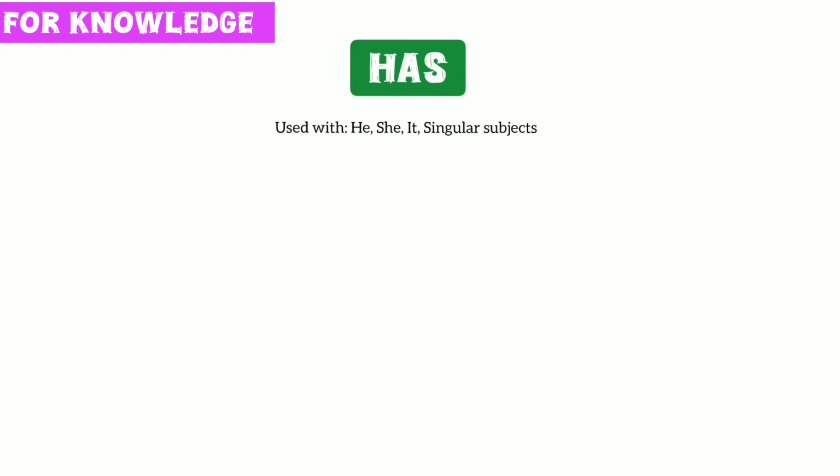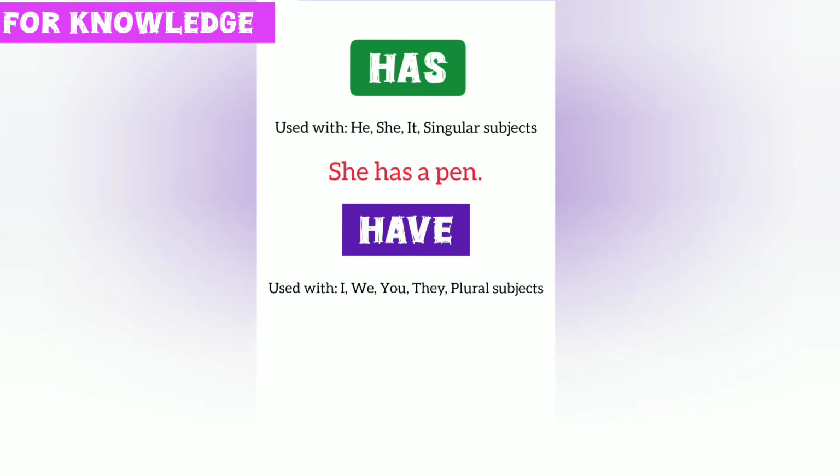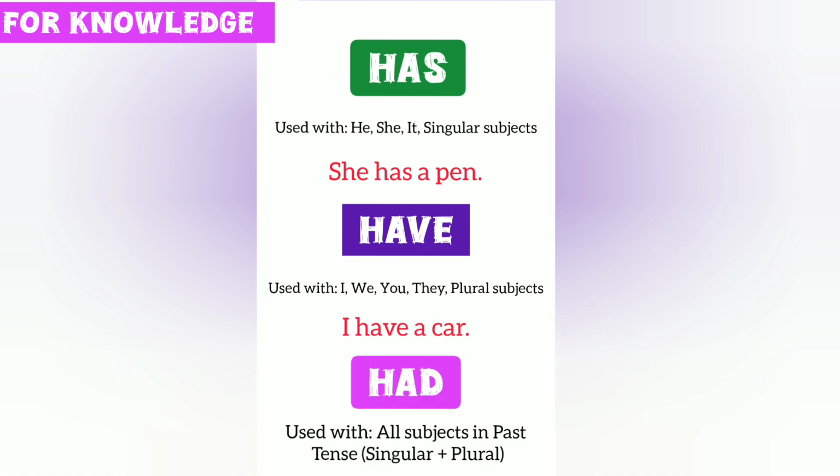Has, used with he, she, singular subjects. She has a pen. Have, used with I, we, you, they, plural subjects. I have a car. Had, used with all subjects in past tense, singular plus plural. I had a meeting yesterday.